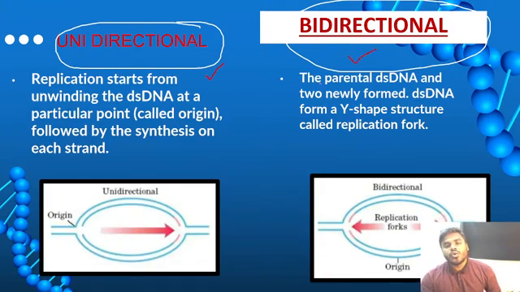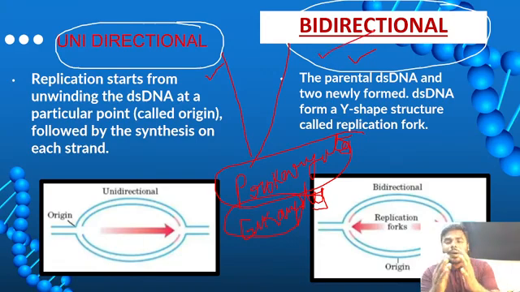But I want you to know one important point. In 90% of cases, friends, in a prokaryotic organism and also in a eukaryotic organism, the type of replication is bidirectional replication only. First of all, look into the picture carefully, understand what is unidirectional, what is bidirectional. Look into this.